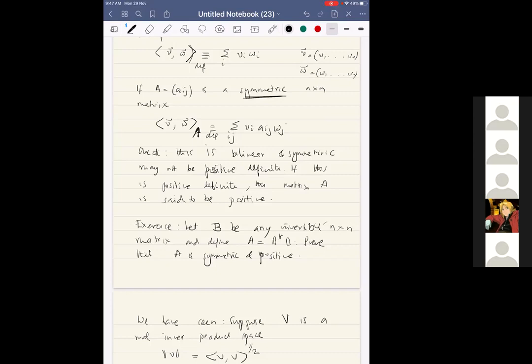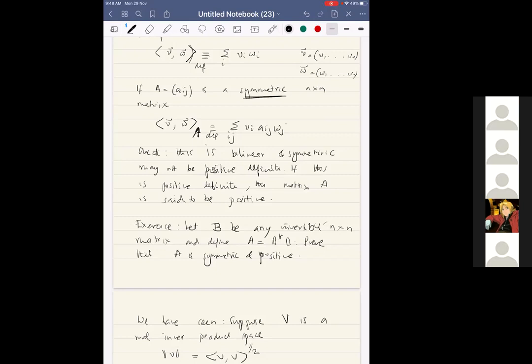So this thing that I have defined with a subscript A satisfies properties 1 and 2 of an inner product, but for 3, you need the matrix to have certain properties. And then the exercise says, if you take any invertible n by n matrix B and define A to be B transpose B, then this will be symmetric and positive definite. I use the opportunity just to repeat this. Any other questions? No, sir.